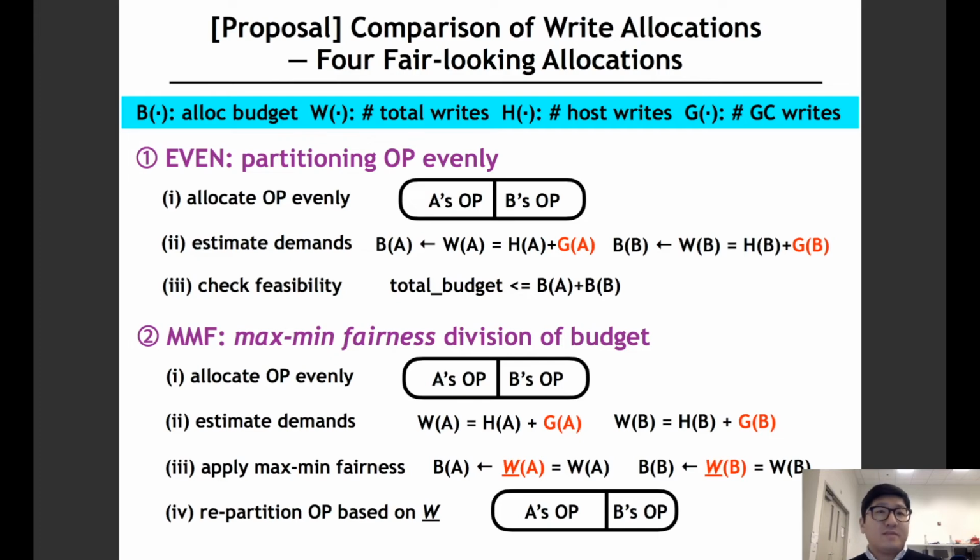An alternative is partitioning OP to achieve maximum fairness division of the total budget. As in the even OP partitioning, we first allocate OP evenly and estimate the write demands. Instead of using the write demands as write allocations, we apply maximum fairness division of the total budget using the write demands. Finally, we repartition OP such that the allocated OP leads to the write allocation made above.